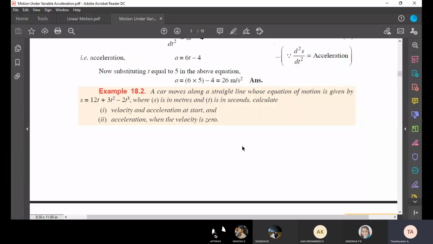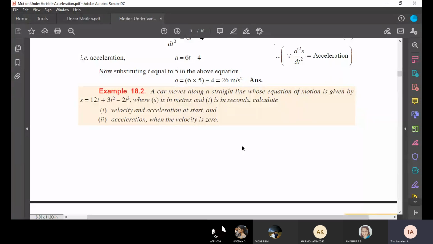Here two questions are asked, so you go one by one. First read the question, then see the first aim. There are two questions asked: in the first, velocity and acceleration at start; then in the second, acceleration when the velocity is 0. Whenever they ask two questions like this, you go by the first aim, then go to the second aim. Now see the question.